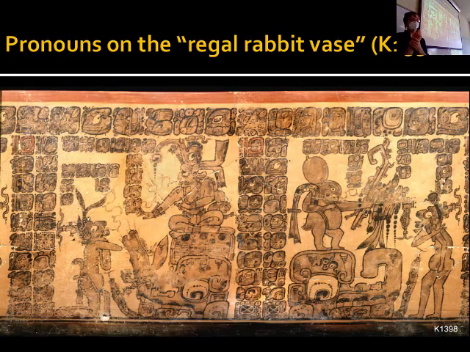And then finally, I have some time left. This is a great example of Maya pronouns. This is my favorite Maya object. If you ever visit my office, I have a picture of it on my wall. We call it the regal rabbit vase. That nickname comes from the time when people could not read it. As we progress through my writing, we'll read additional parts of this vase with extra detail. But for now, we're looking at pronouns.